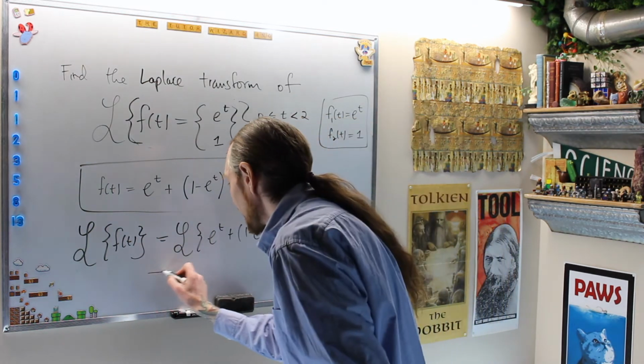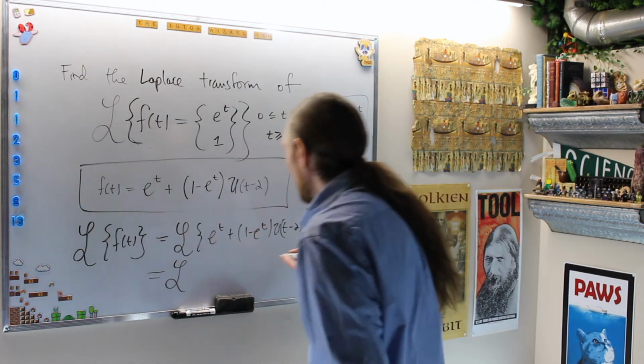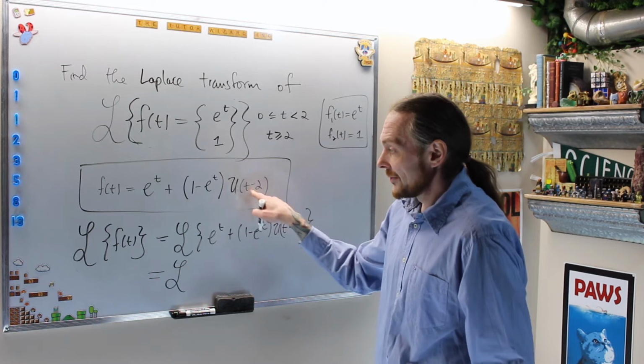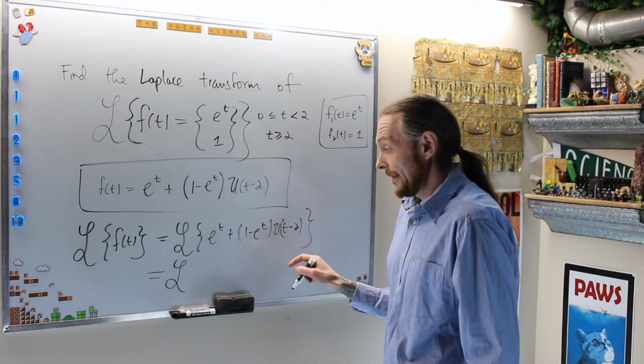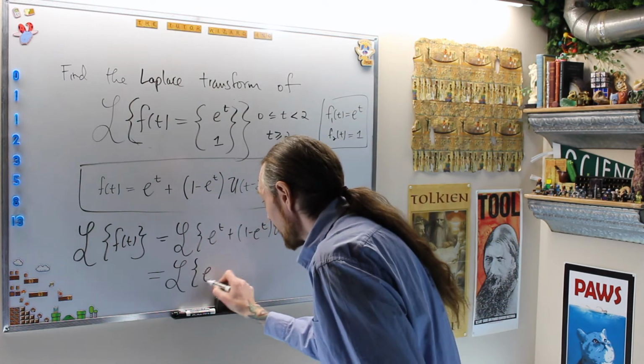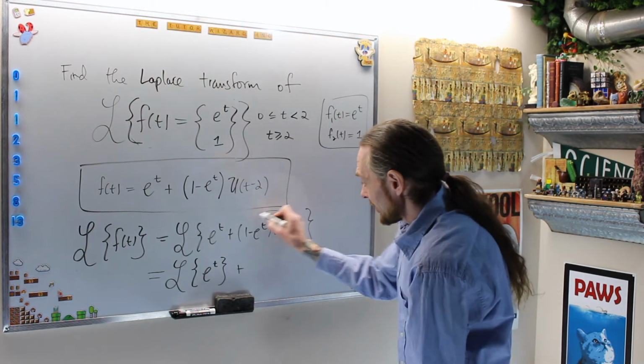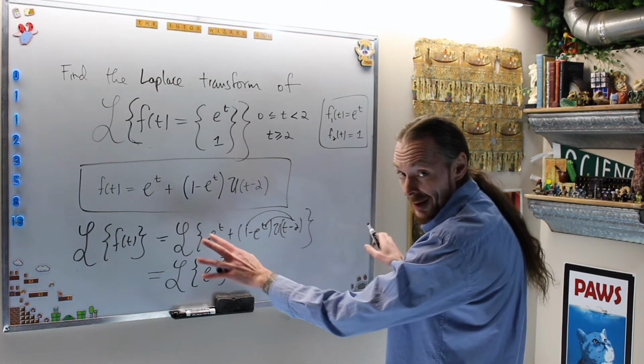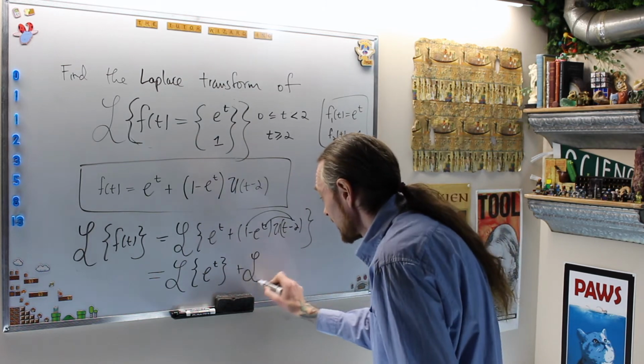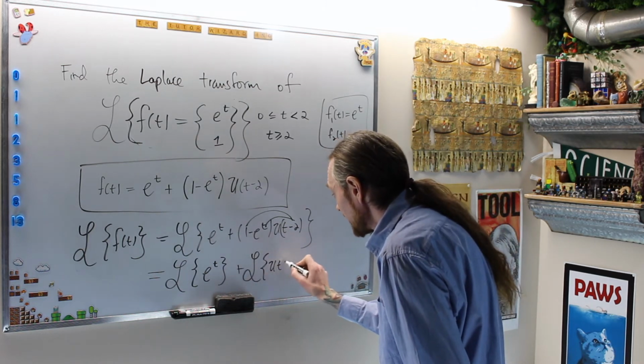So first of all, let's actually write that out a little bit. We should have distributed that u of t onto the two terms. So this is the Laplace transform of e to the t plus, I will distribute it in here, so this is going onto here and here, and then I'm splitting the sum. This is the Laplace transform of just u of t minus 2.